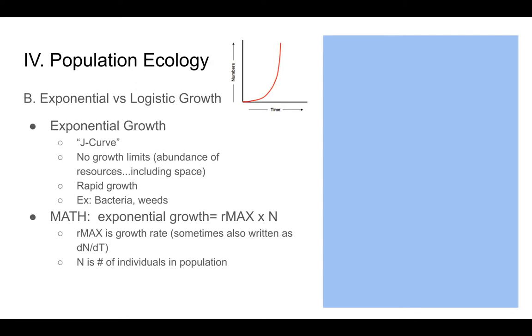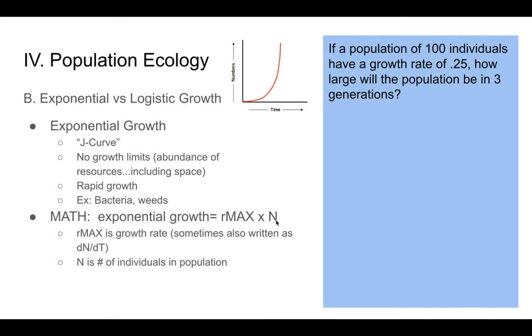N in this formula is the number of individuals in the population. So you basically take your growth rate times the number in your population. And typically, exponential growth problems have you track the population size over multiple generations or over long periods of time. So here's an example for you.